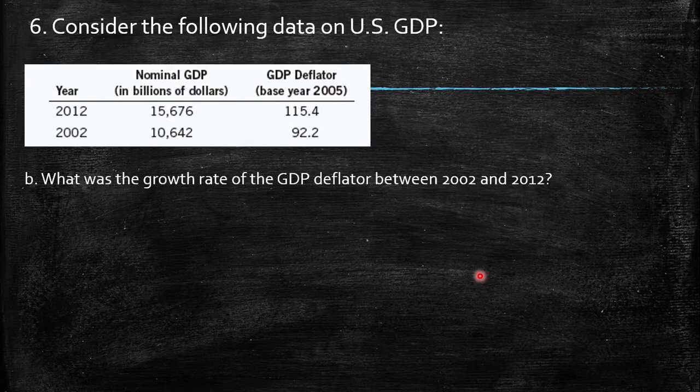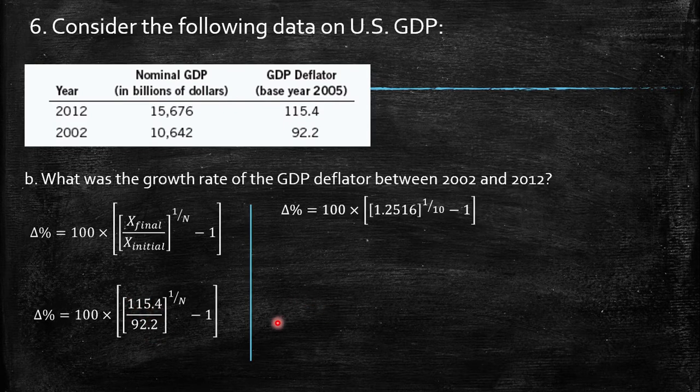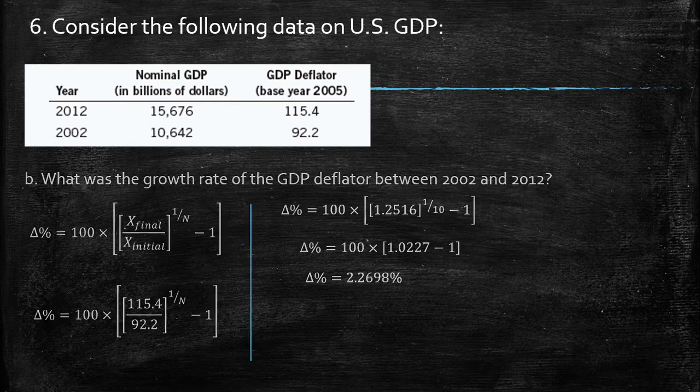Then, what was the growth rate of the GDP deflator between 2002 and 2012? Exactly the same, just instead of nominal GDP here, we put the deflator, which is 115 over 92, and then we have this value with decimals, and then we raise this number to 1 over 10, and at the end of the day we have an increase of the deflator of approximately 2.2627 percent.